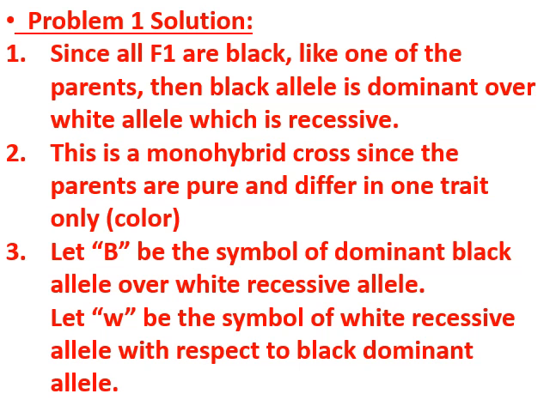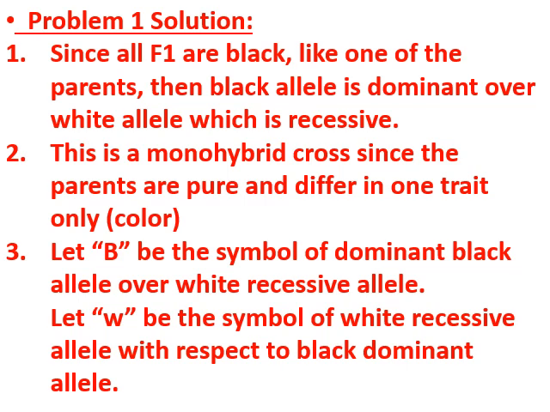So the solution to problem 1. First, what can you deduce from this cross? You can say that since all the F1 generation are black, like one of the parents, the black allele is dominant over the white allele, which is recessive. What do we call this cross? This is called a monohybrid cross. Why? Since the parents are pure and they differ in only one trait, which is the color. For the symbols of the alleles, let B capital be the symbol of the dominant black allele over the white recessive allele.